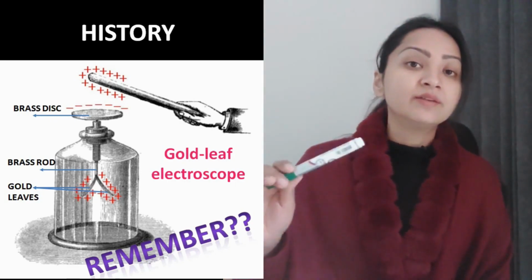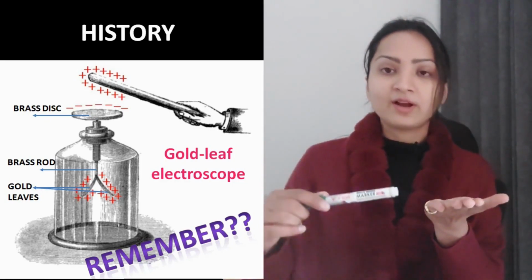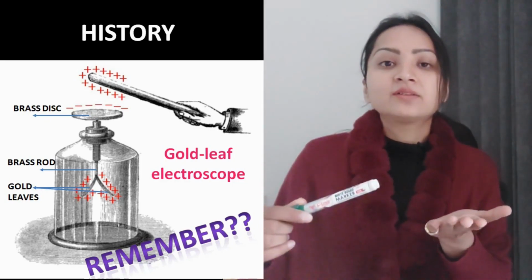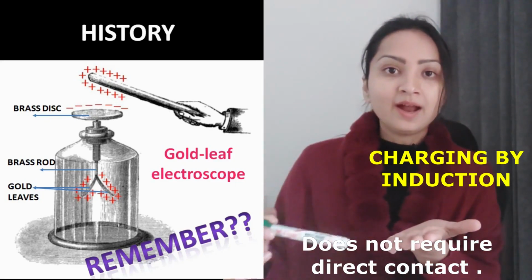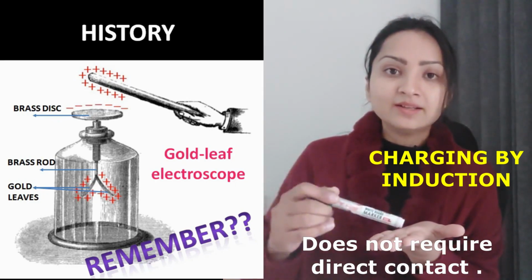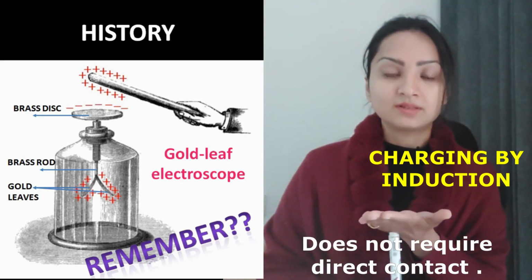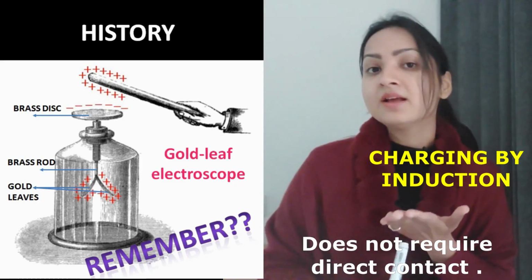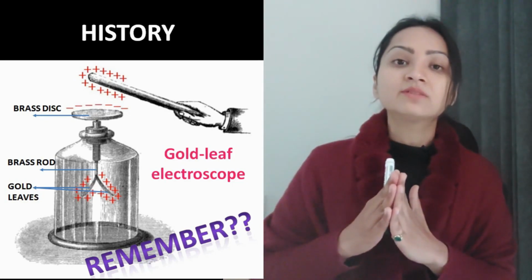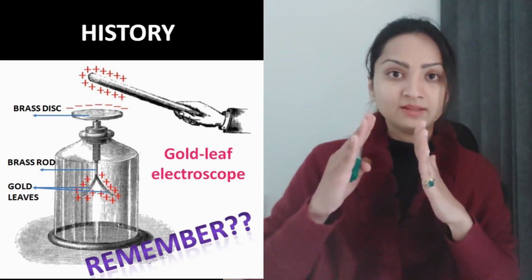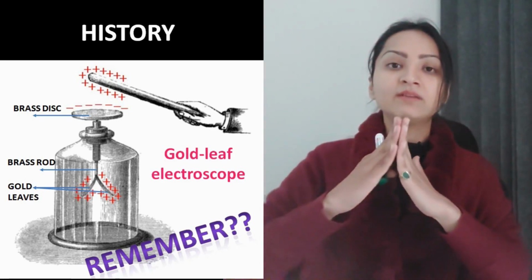If you bring a positively charged rod near this brass disc, charging by induction takes place. The positive charges will be repelled, and this will enable this disc to acquire a net negative charge. Since the brass disc and brass rod are interconnected, it will result in the leaves acquiring a net positive charge. As a result, these two leaves acquire positive charge, and like charges repel each other, so the gold leaves will diverge.